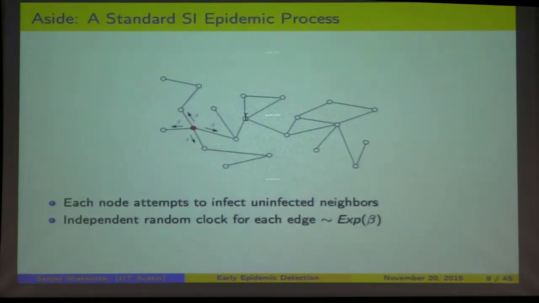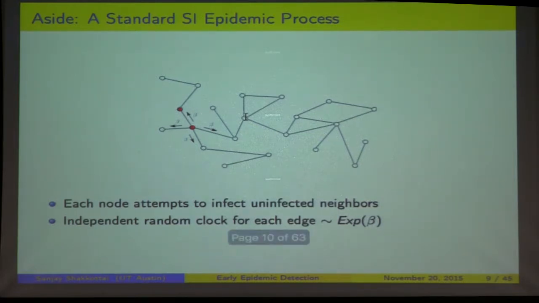So I described what an SI epidemic is. So how does it spread on the network? More precisely, it is the following. A node is initially infected. It starts an exponential clock at rate beta on each one of the outgoing edges. When the earliest one of these clocks ticks, that particular node gets infected.